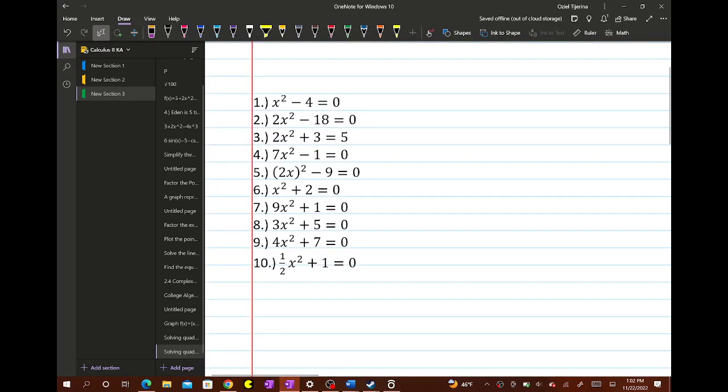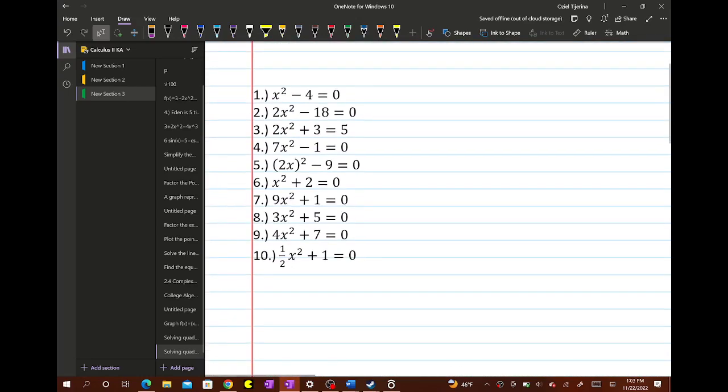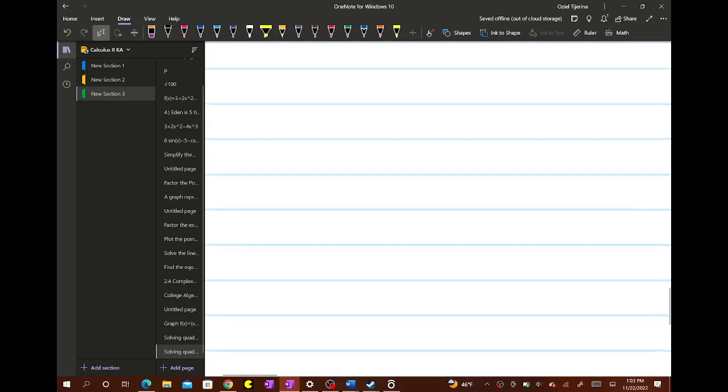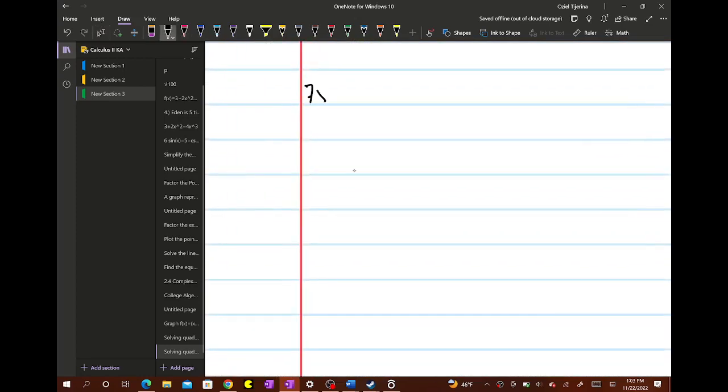So then the next one says 7x squared minus 1 equals 0. This one is a little bit tricky. It looks simple, but there's a little extra step that you have to take. So you add 1 to both sides, and you get 7x squared equals 1, and then you're going to divide it by 7, so this cancels out. You get x squared equals 1 over 7.